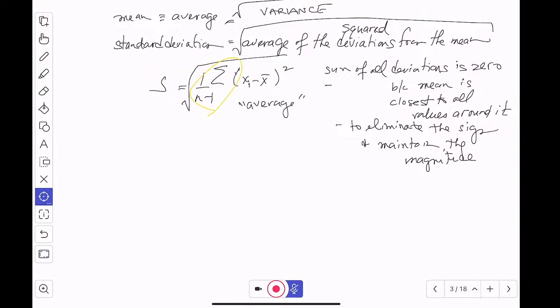Now, the n minus 1, if n is large, so let's say n was 1,000, then this would be 999, and it's not going to change your number much if you're dividing by 1,000 or 999, right? So for smaller distributions, or smaller data sets, it might have more of an impact, but the importance of it is that it's adjusting for bias.